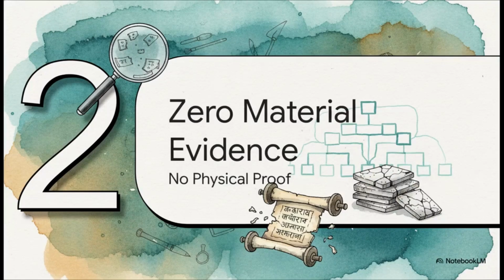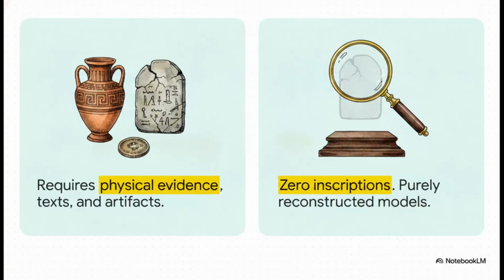Which brings us to Section 2, Zero material evidence. There's a really stark contrast between how verified historical science usually operates and the complete lack of physical historical records anchoring this specific linguistic tree. Normally, historical science demands actual stuff: texts, artifacts, physical evidence. But the proposed family tree for Sanskrit relies on purely reconstructed models. There are absolutely zero inscriptions and zero manuscript fragments for its ancestral roots.